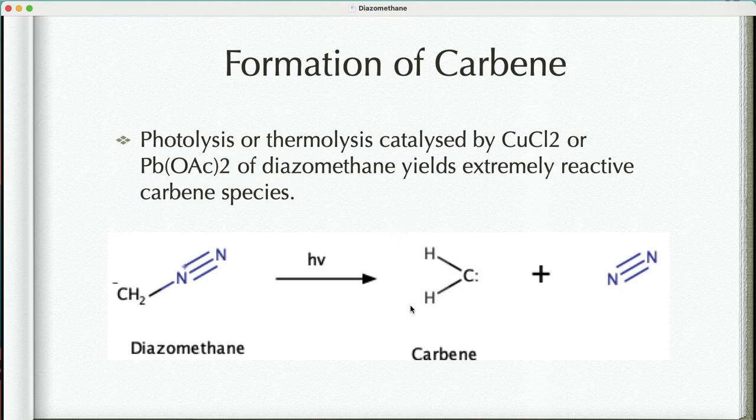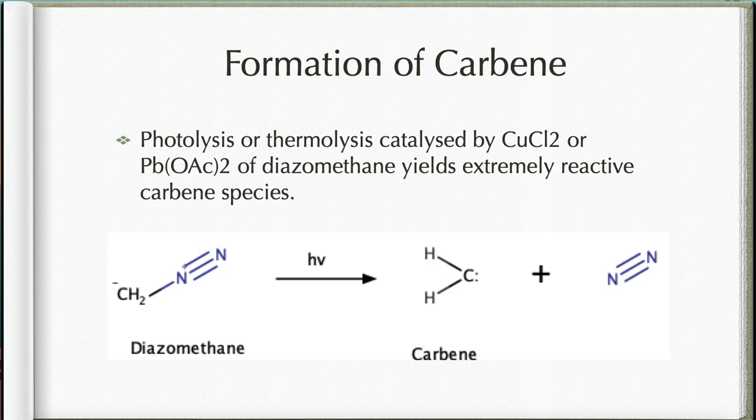Another method is using diazomethane on thermolysis, that is by heating, which is catalyzed by CuCl2 or lead acetate. We get the carbene as the intermediate. This carbene reactive intermediate is used in the synthesis of cyclopropane derivatives.